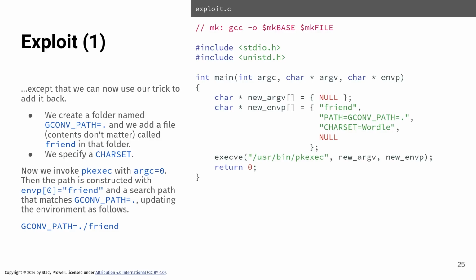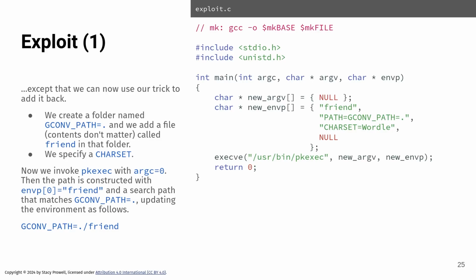Then we invoke pkexec with argc 0, and the path is constructed with envp[0] equal to "friend", and a search path that matches GCONV_PATH=., and that results in us finding it and updating the environment as you see there: GCONV_PATH=./friend. That seems like a lot to go through, and you should probably stop at this point to be sure you understand what is happening, because a lot of stuff's happening. But that will set the path to point there.